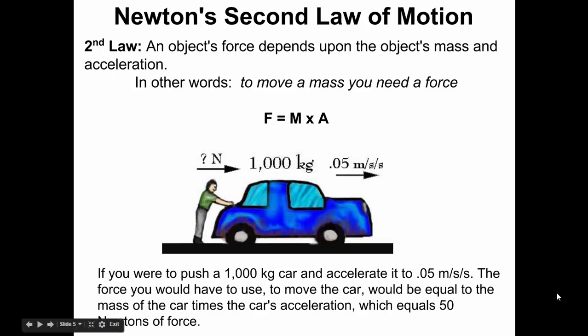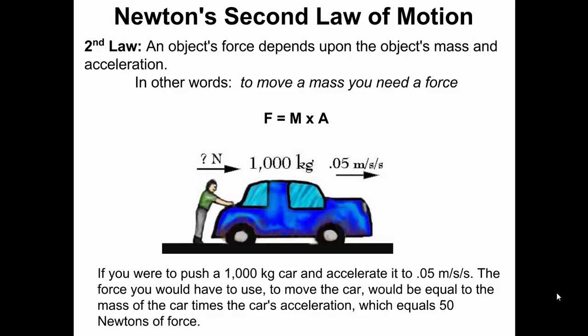So we've talked about Newton's third law of motion, which is for every action there's an equal and opposite reaction. And now we're going to talk about his second law of motion. The second law states an object's force depends upon the object's mass and acceleration. In other words, what he's saying is that in order to move a mass, you need a force.